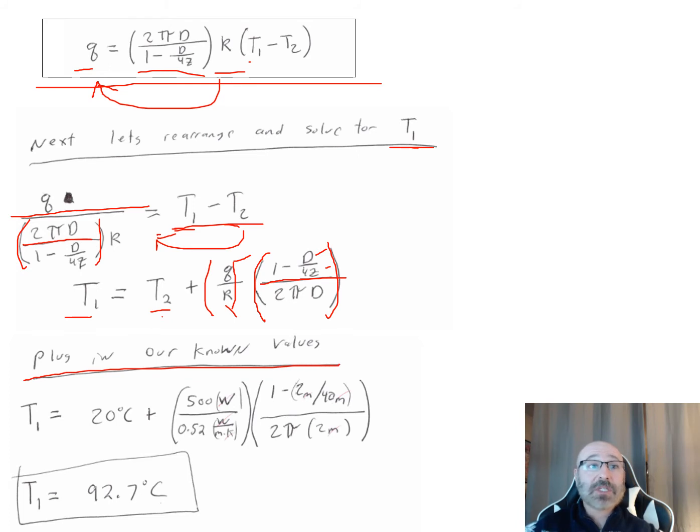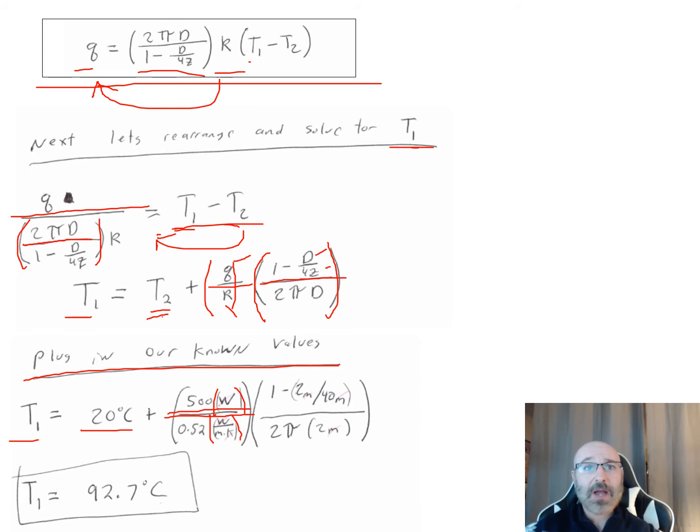When we do that, we say T1 is equal to our T2, which was given to us as 20 degrees Celsius, plus now we have our Q over K. Our Q was given to us in the problem statement, so that's our 500 watts, divided by our K. We looked that up, so our K value was 0.52, and that was for our soil at 300 degrees K, when we looked it up in the table in the back of our book. Now we have watts on the numerator, and on the denominator we have watts over meters times Kelvin. Pay attention to our units there.